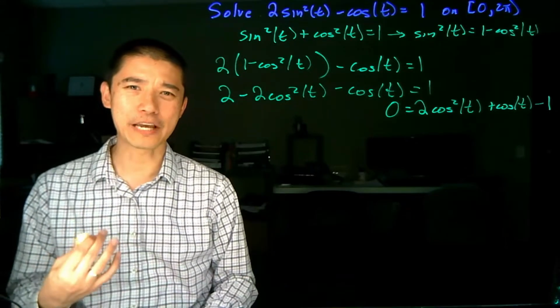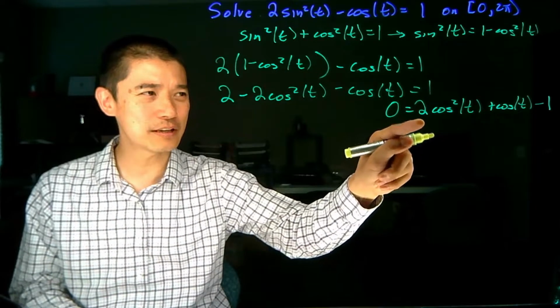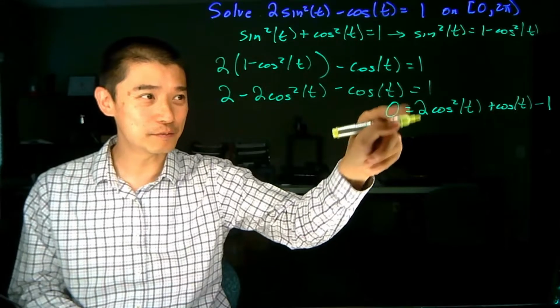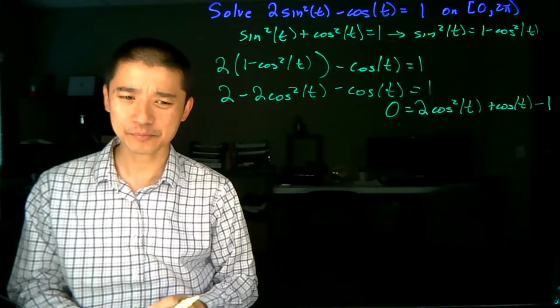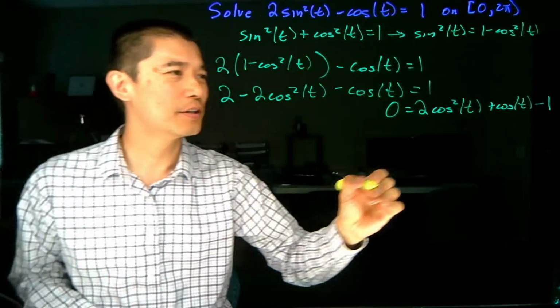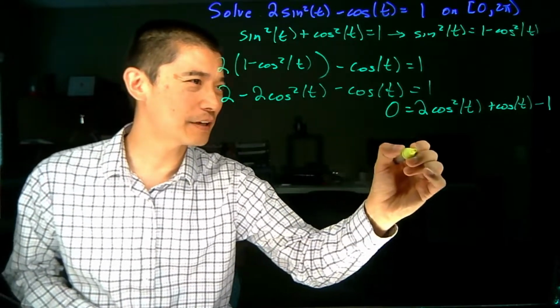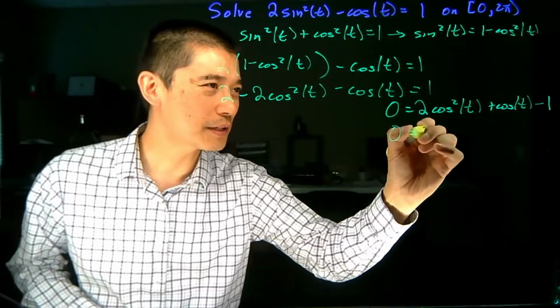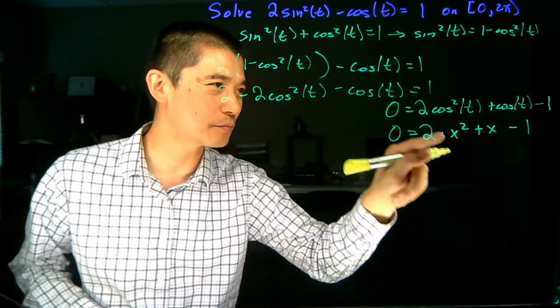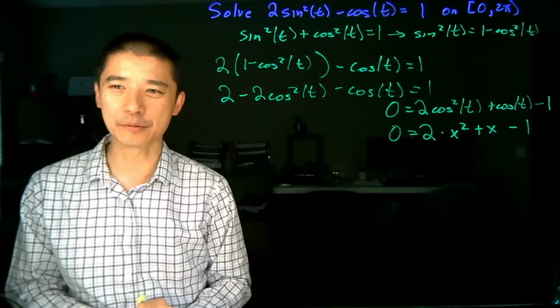I actually prefer the AC method because it handles situations where you have non-monic polynomials, meaning that the square term has a coefficient other than 1. And so that works for here. So what does the AC method say? We're trying to find, you can think of this as 2 times x squared plus x minus 1, if that helps you see this a little bit more clearly.